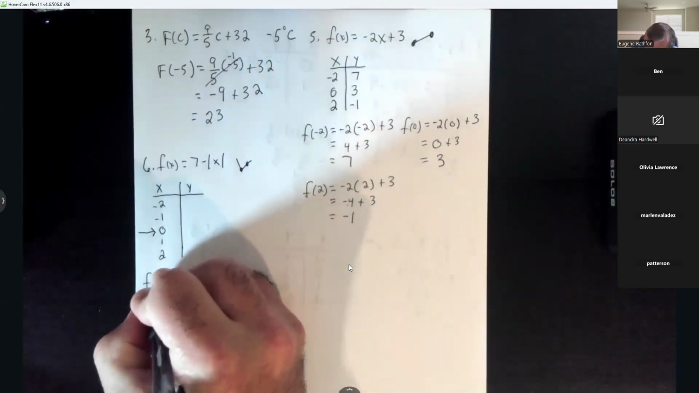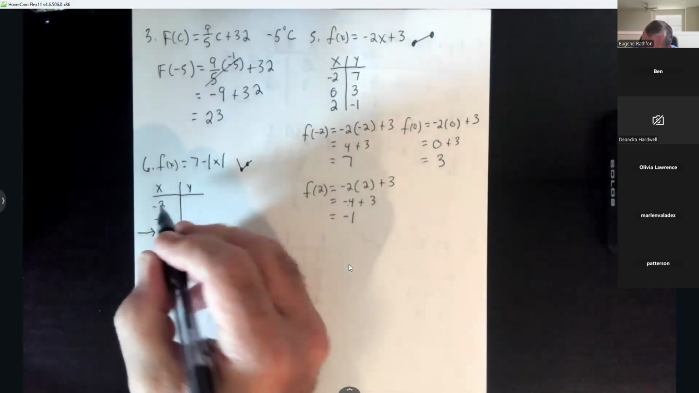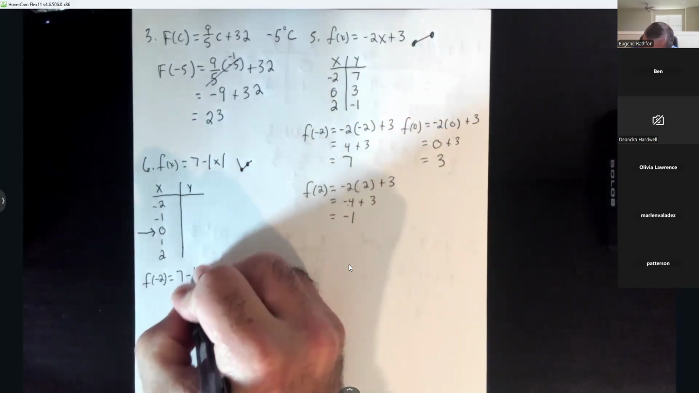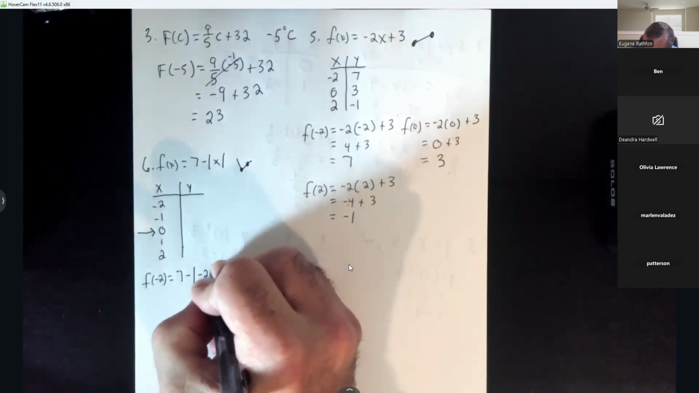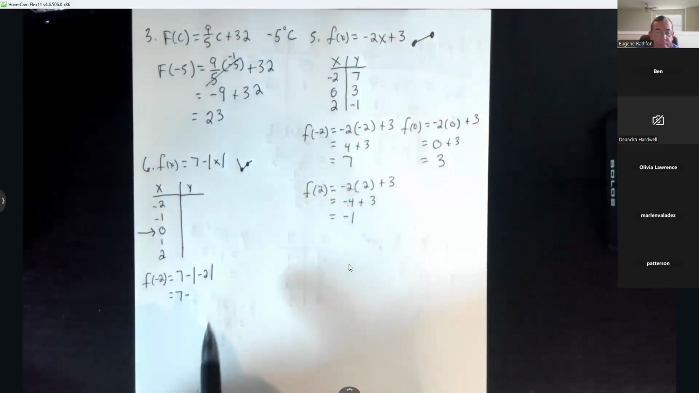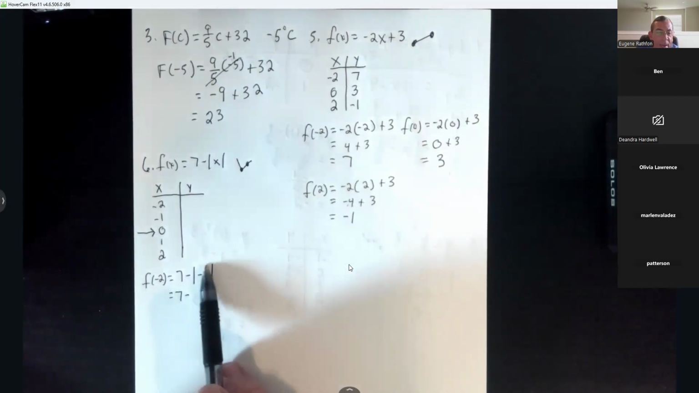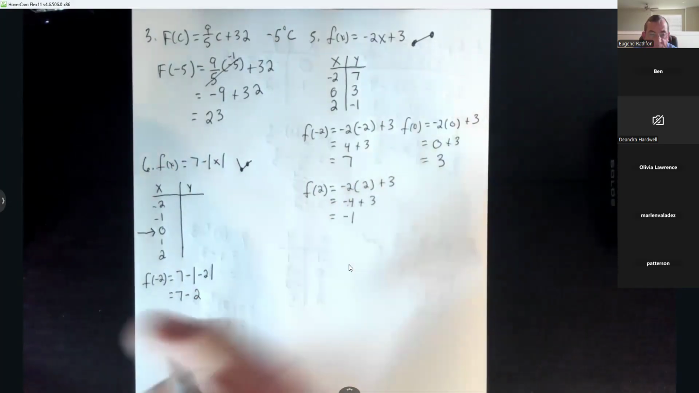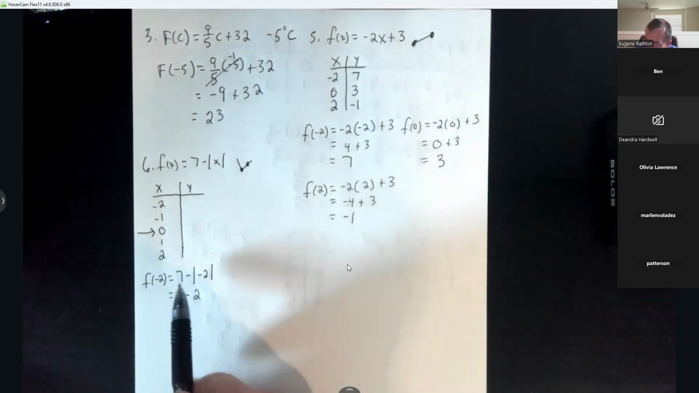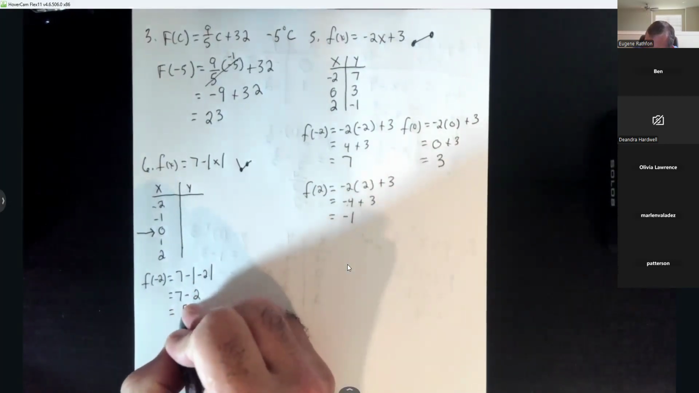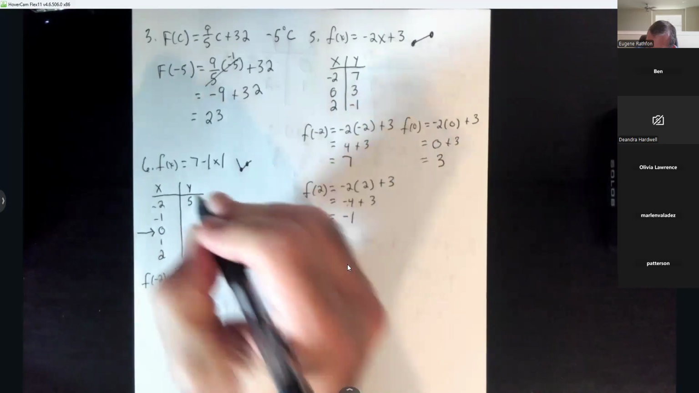All right, y'all, so let's go. Starting with negative 2. F of negative 2 will be 7 minus absolute value of negative 2. So you got to start with that absolute value first. Absolute value of negative 2 is a positive 2. So then I got 7 minus 2, which gives me 5.